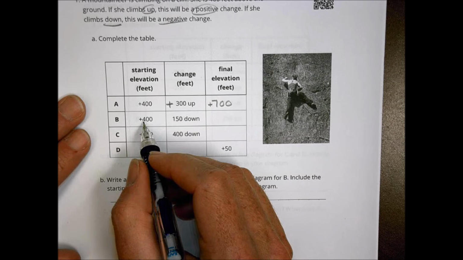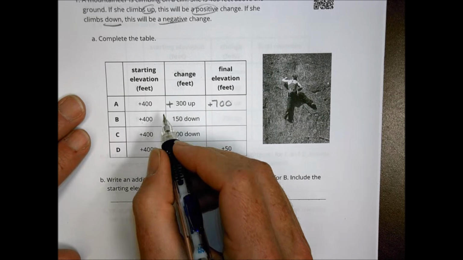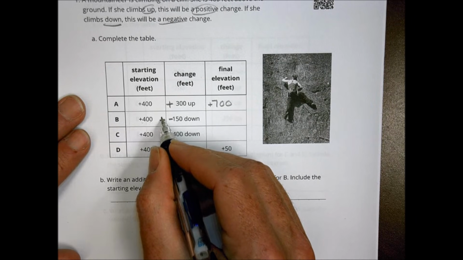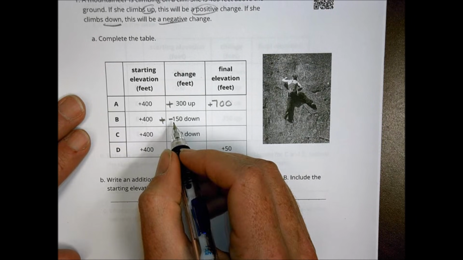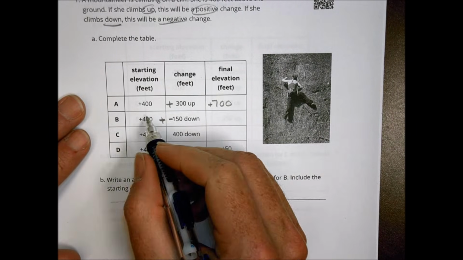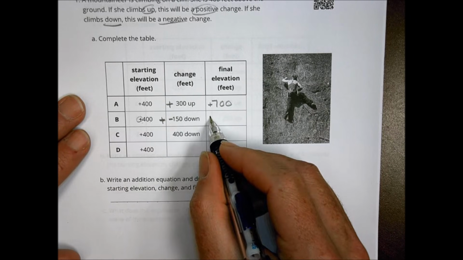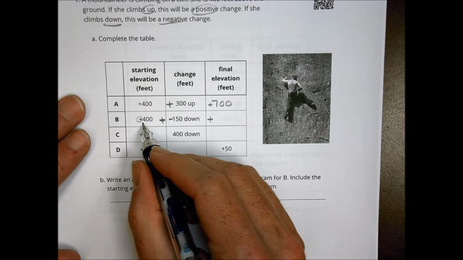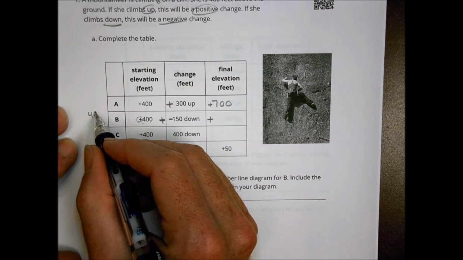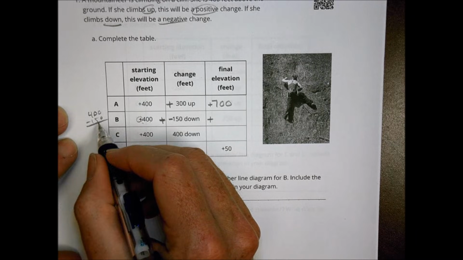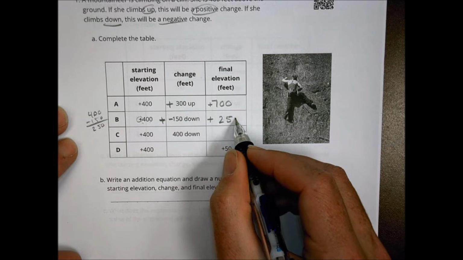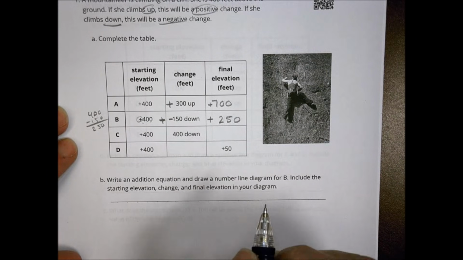For the next one, B, it says 400 and then down 150. So here we're adding to it a -150, okay? Our signs are different, so I'm going to find the difference and keep the sign with the greatest absolute value, which in this case would be positive. I know I'll have a positive answer, that's for sure, because 400 is greater than 150 in terms of absolute value, but the difference between 400 and 150 is going to be 250. So my answer here for final elevation will be 250, but it's going to be positive.